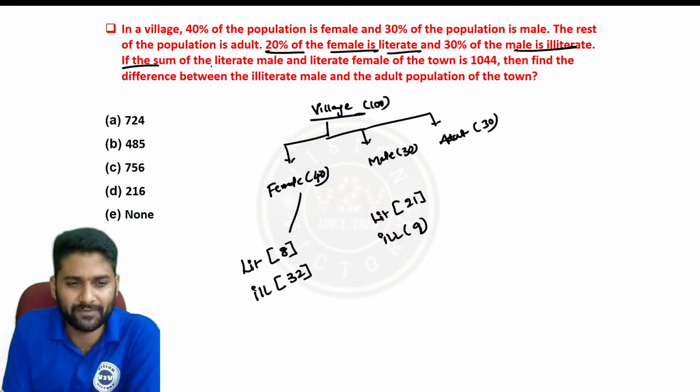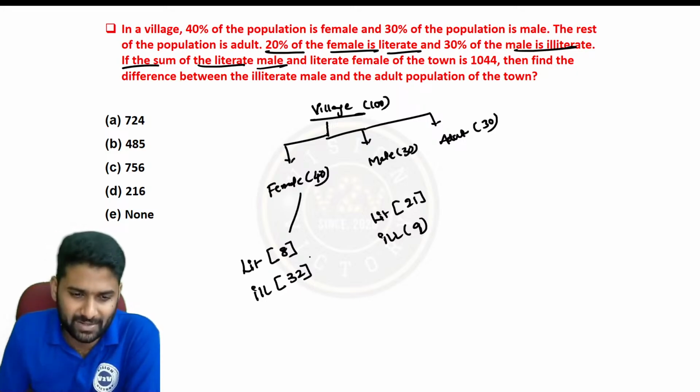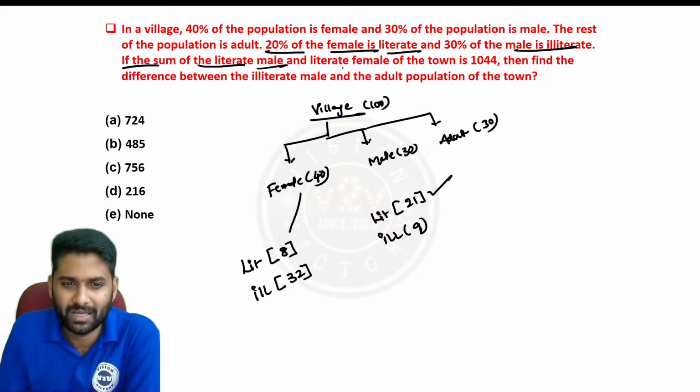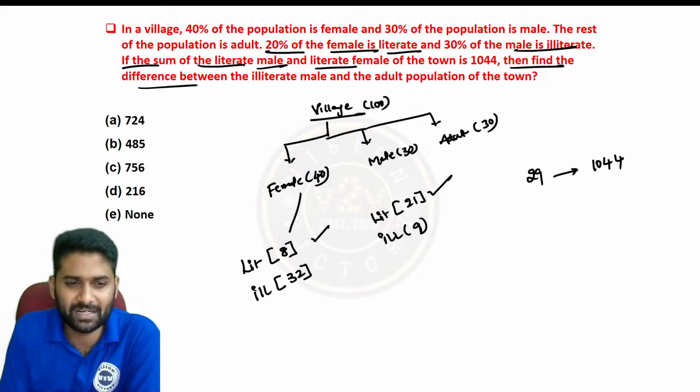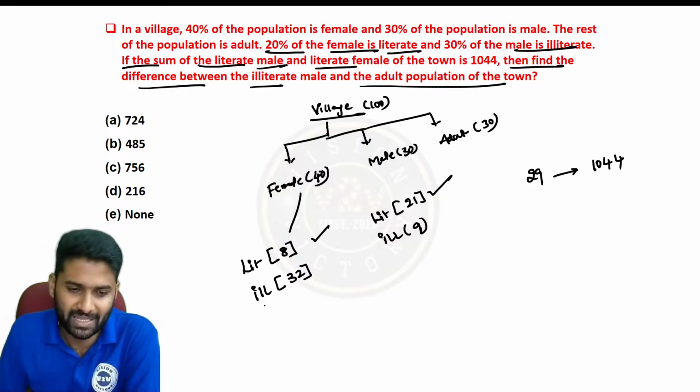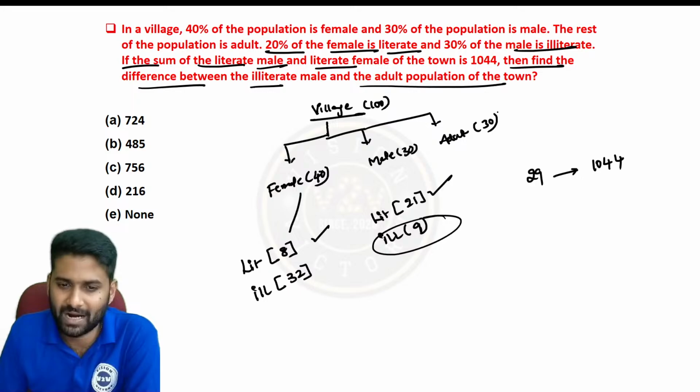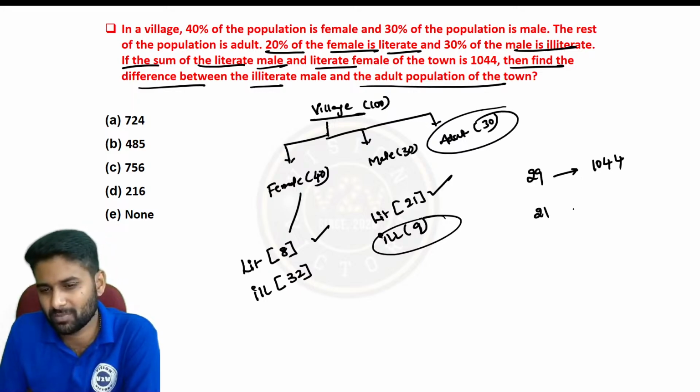Another question: the sum of the literate male and literate female. So the sum of these two units is equal to 29. 29 units is equal to 1044. Then find the difference between illiterate male and adult population. How much of a difference can you see?